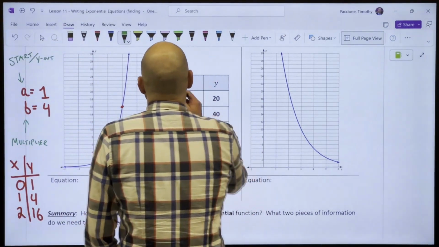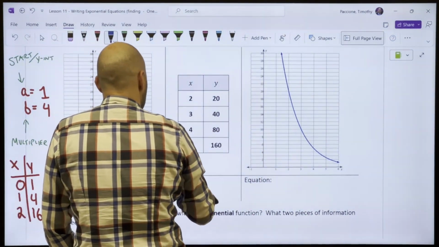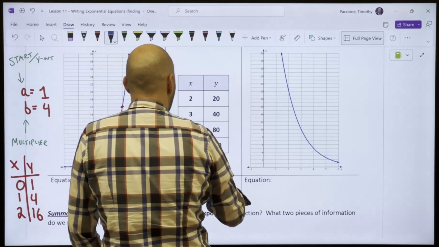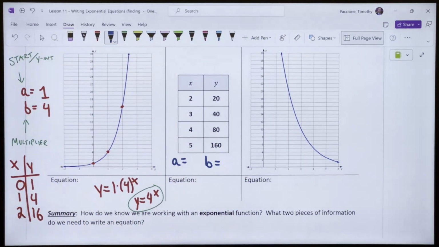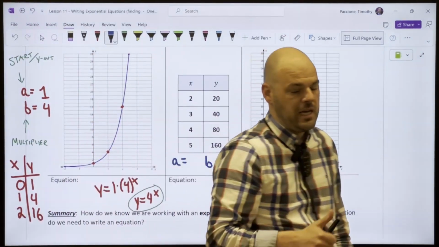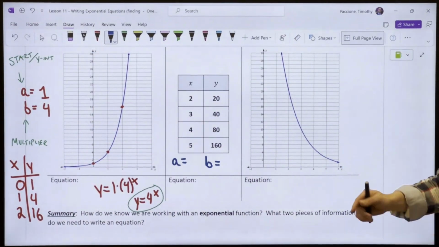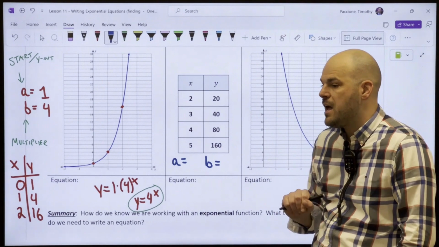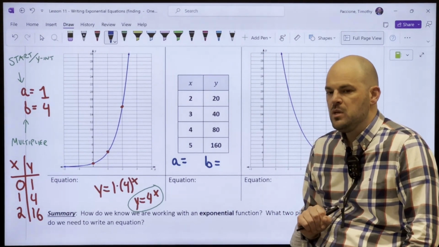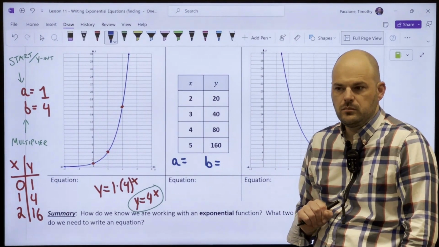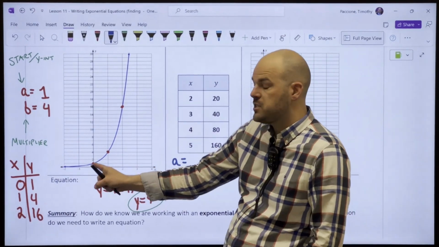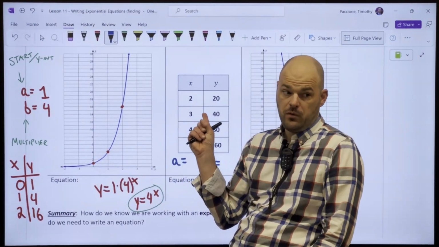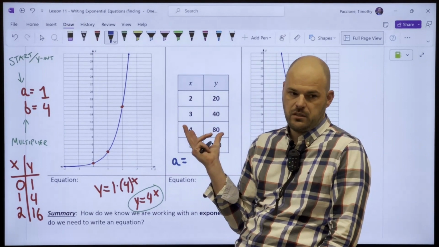All right, your next one is a table, right? Maybe a table where you need to find a and b. Now, what was nice about finding a in a graph, it was right there. It was our y-intercept. We just pull out the point. But we don't have that point in our table. What do I mean by that? There's no 0. We know a y-intercept always has an x of 0. So I was looking for an x of 0, but there is no x of 0.